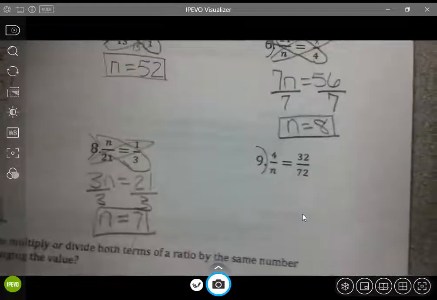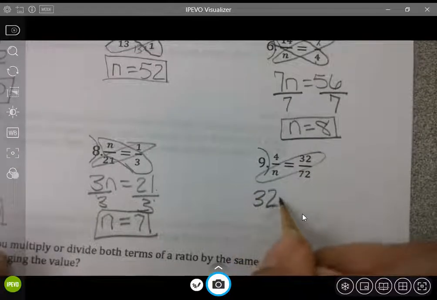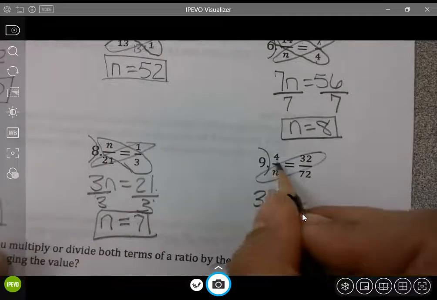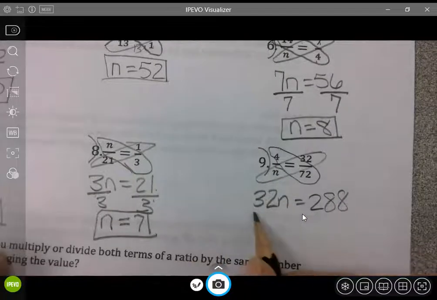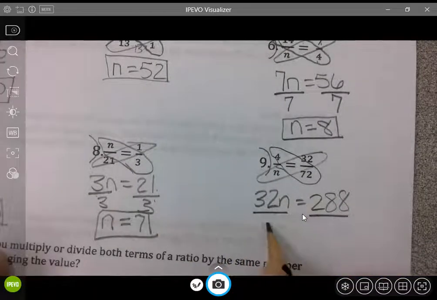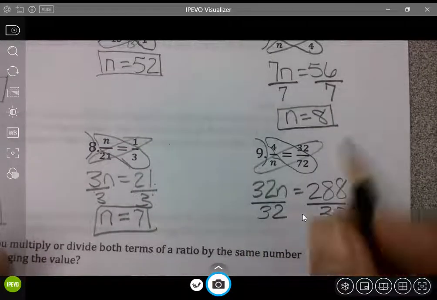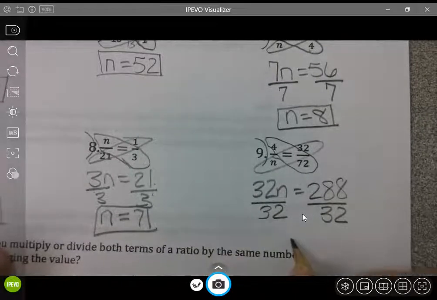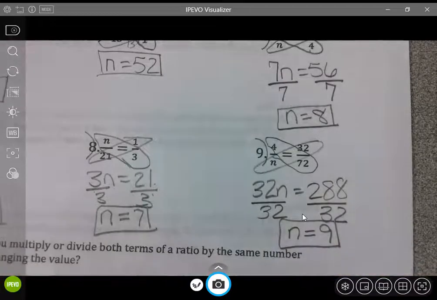All right, number 9. Ooh. 32 times n is 32n. 72 times 4 is going to give me 288. Divide by 32, because that is what is with my n. I do the same thing to the other side because I want to keep it balanced. And when I divide it by 32, n is going to be 9.